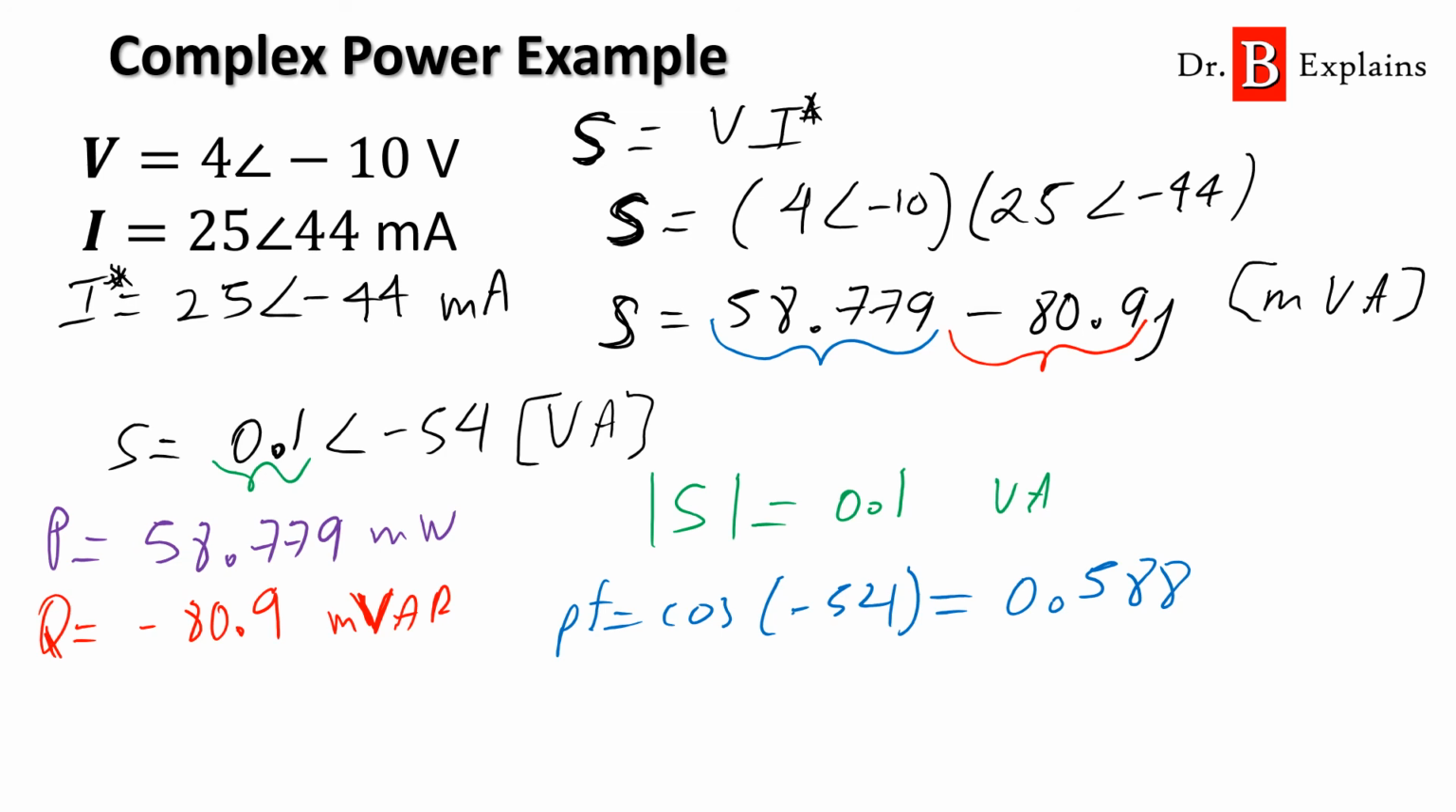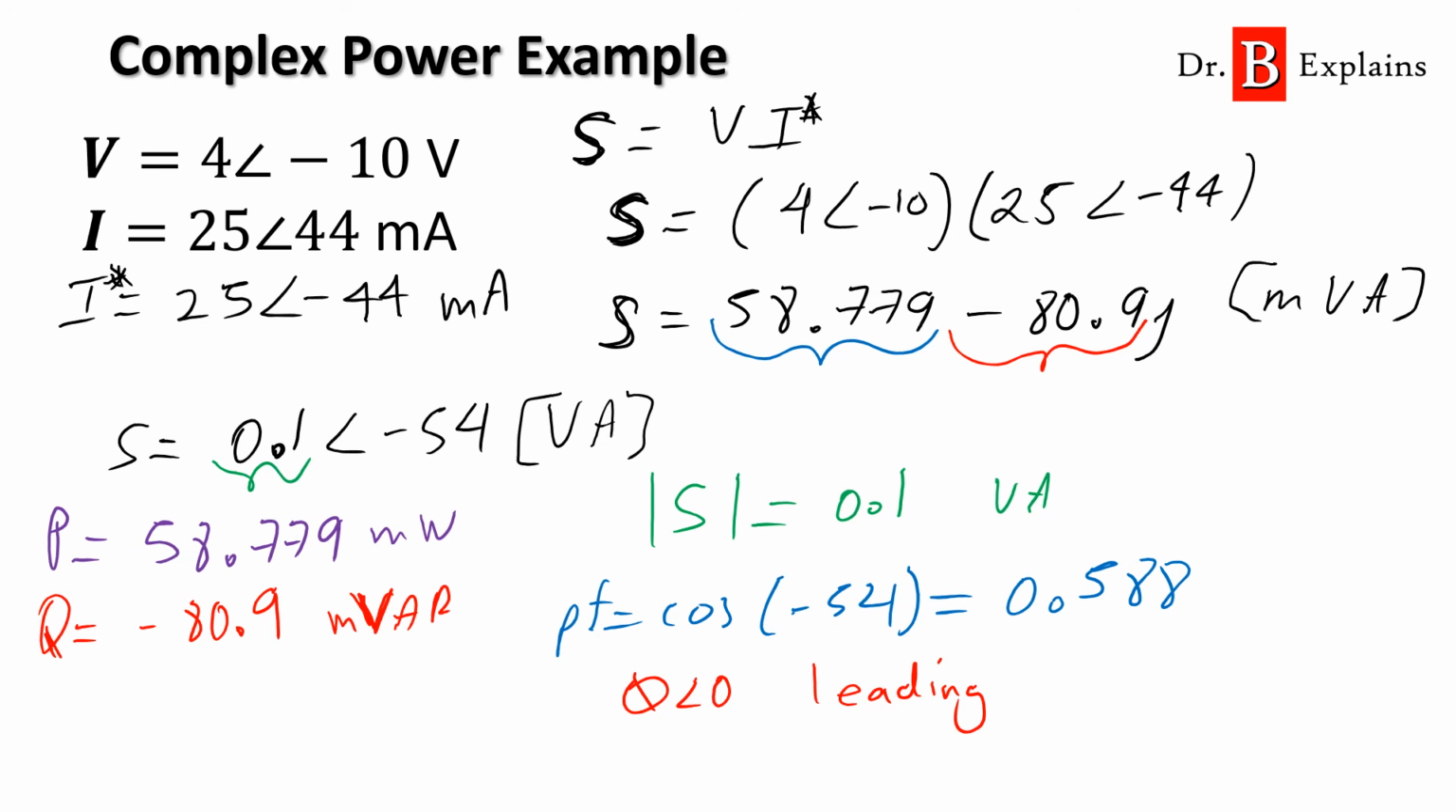Okay, and this is a negative Q, right? So it's negative Q. That means that we said which one? Q less than 0 was what? Leading, lagging, leading. Okay, so finally, so this is complex power.